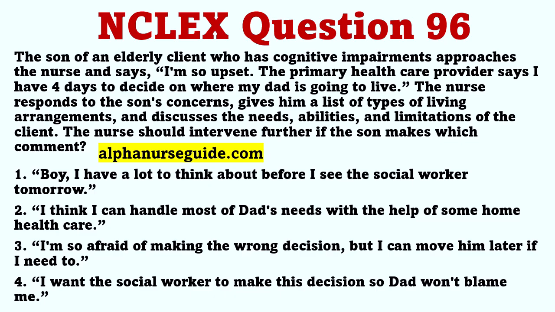Expecting the social worker to make the decision indicates that the son is avoiding participating in decisions about his father. The other responses convey that the son understands the importance of a careful decision, the availability of resources, and the ability to make new plans if needed.